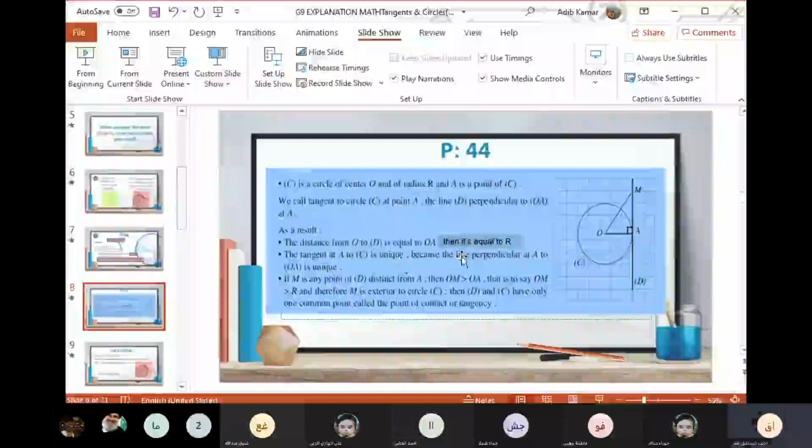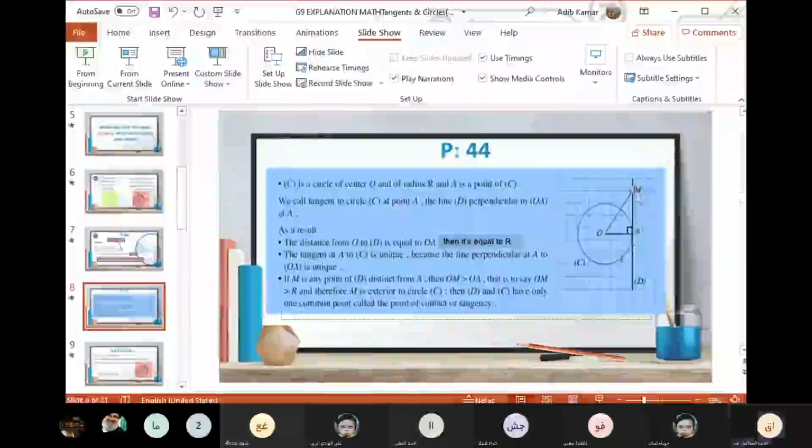Continue, Ahmad. If M is any point of D different from A, then OM is greater than OA. So on this line D, if I take any point other than A, let's take a point M, I will always have OM greater than OA.